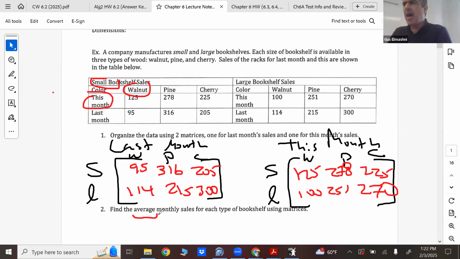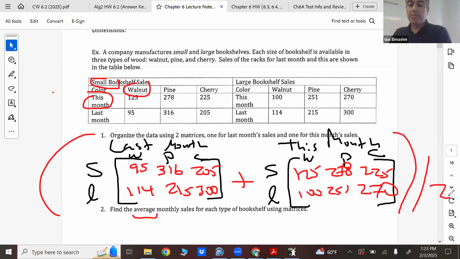Okay, so if you're asking for the average, what does that mean? Add them all up and divide them by the number. Yeah, exactly. So if I want the average, I'm going to add these two matrices and divide them by 2. That's it. So let's use the calculator to do this.